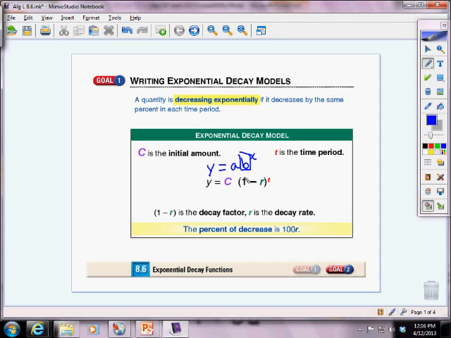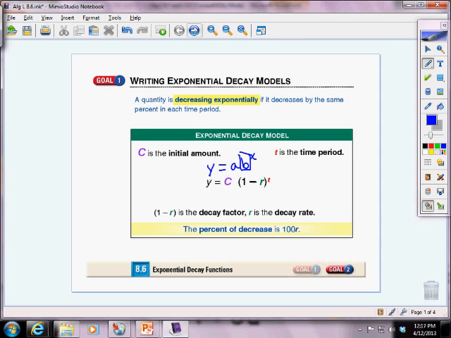The reason we use 1 minus r or even 1 plus r is because we're dealing with percents. And so if we're increasing by a percent, we're going to add it on to 1. That 1 represents 100% of our original amount. Or in a decay model, we're going to subtract it from 1. So we have 100% of our original amount, and we're going to subtract off a certain percentage each time. So both formulas, both models still work. Our initial value, our growth or decay factor, and then in this case our time period.